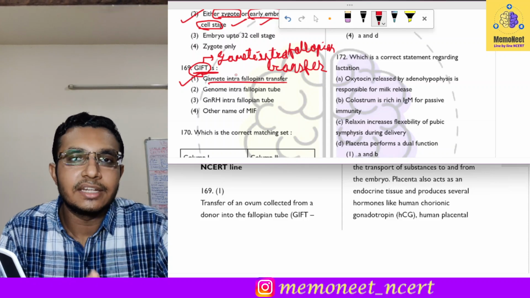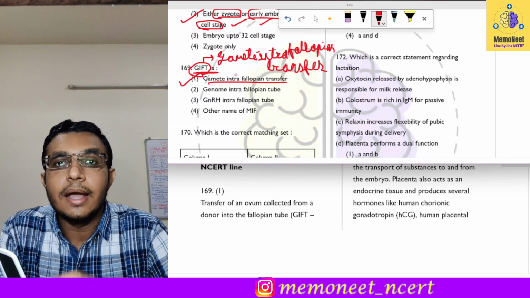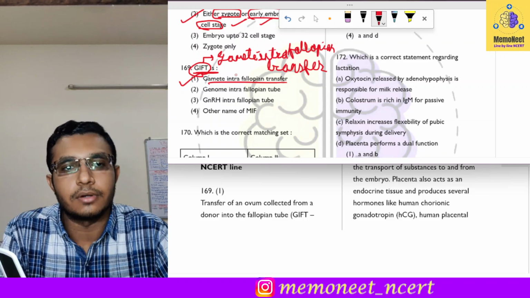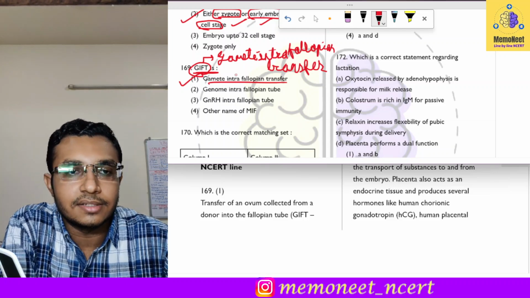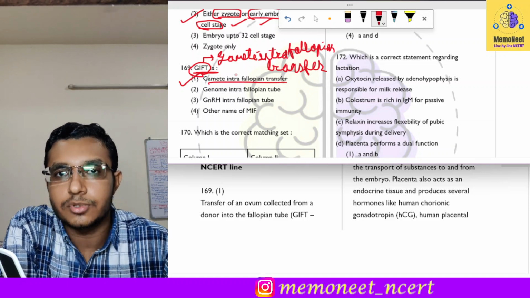The GIFT technique is specifically useful in females who cannot produce an ova, but they are able to provide suitable conditions for the fetus to grow. So that is the GIFT technique, that is gamete intrafallopian transfer. So the correct answer of this question will be option 1.